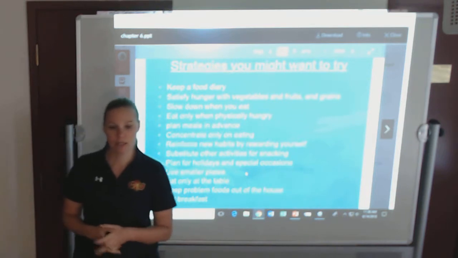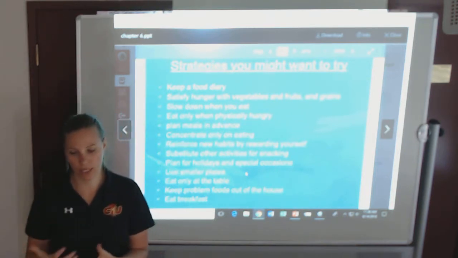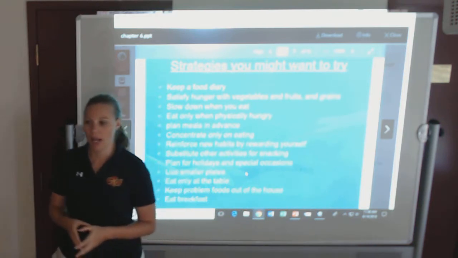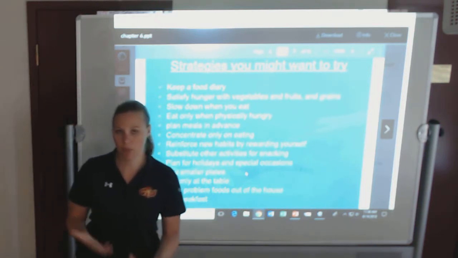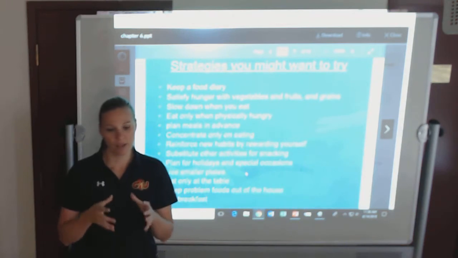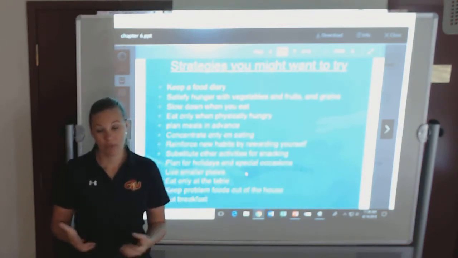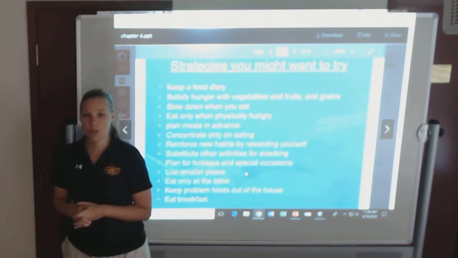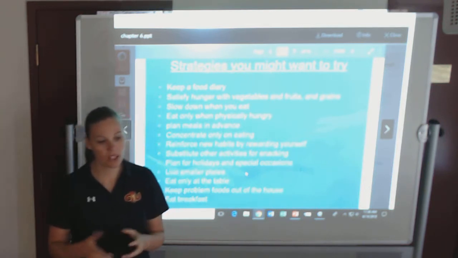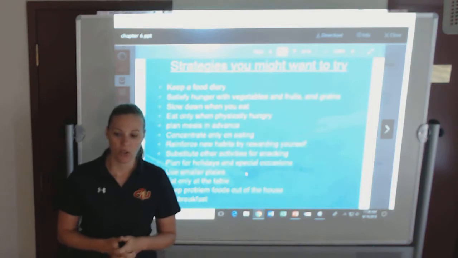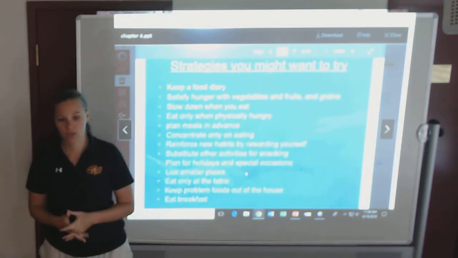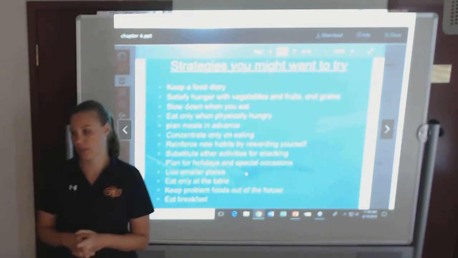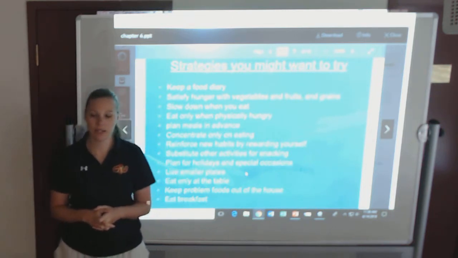Slow down when you eat. Drink water while you're eating your food rather than eat your food and then drink water. That way you don't eat as much and you're able to have effective portion control and not feel hungry afterwards. And then only eat when physically hungry. This doesn't mean that you eat when you're bored. You're only eating when you feel like your stomach's growling or you actually feel those hunger pains, not when you think you're feeling them. And then plan your meals in advance.